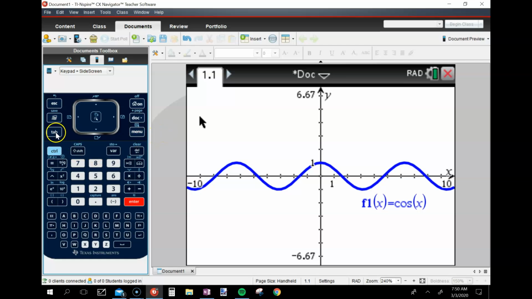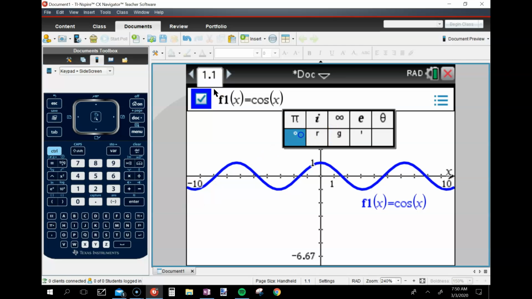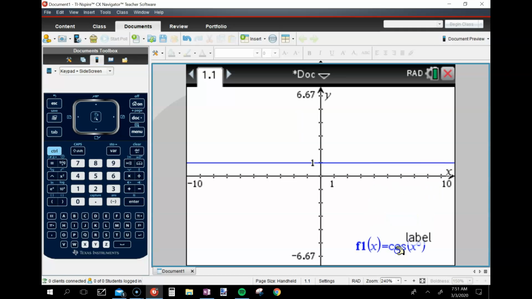So let me go back to this for a minute. If I wanted to be in terms of degrees, what would I need to do? I'd need to put a degree symbol in here. But the problem with that is now look at my graph. What happened? Well, what happened, guys, is I'm now in degree mode, which means that my what?